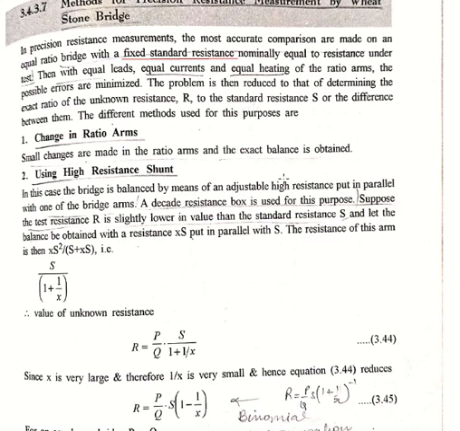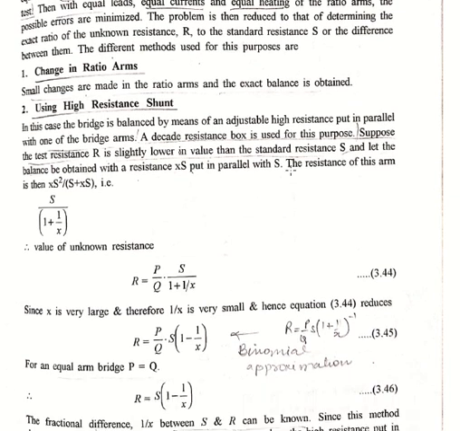For this we have different methods that can be used for precise measurement. The first one is change in the ratio arm. Small changes are made in the ratio arm and the exact balance can be obtained. The second one is using a high resistance shunt. In this case, the bridge is balanced by means of an adjustable high resistance put in parallel with one of the bridge arms. A decade resistance box is used for this purpose.